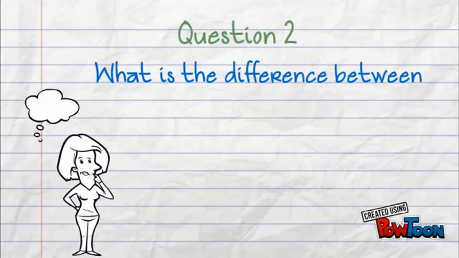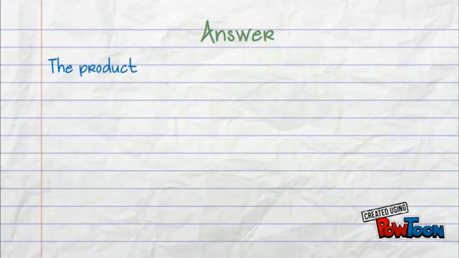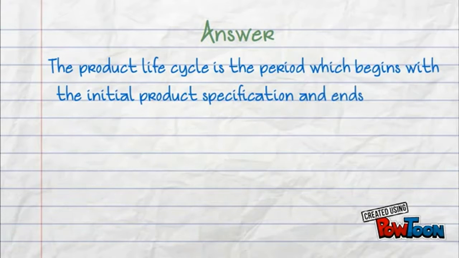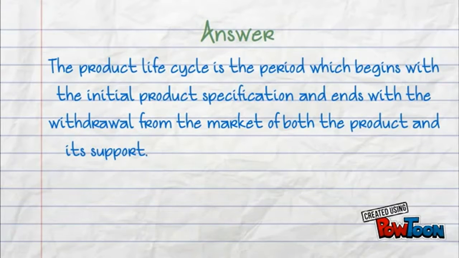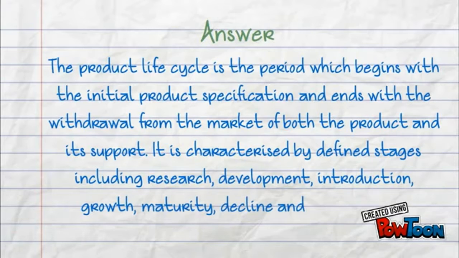What is the difference between product life cycle and life cycle costing? The product life cycle is the period which begins with the initial product specification and ends with the withdrawal from the market of both the product and its support. It is characterized by defined stages including research, development, introduction, growth, maturity, decline, and abandonment.